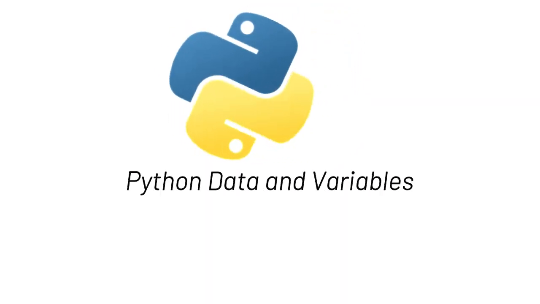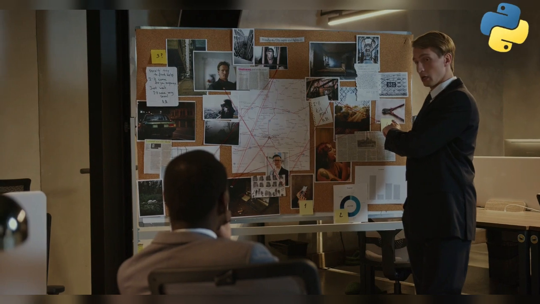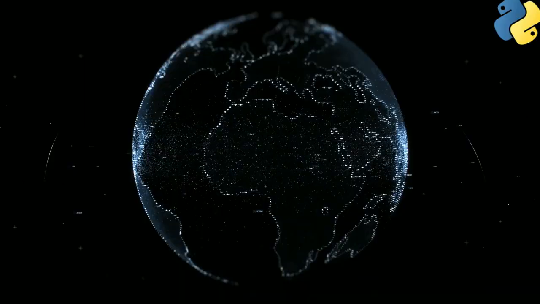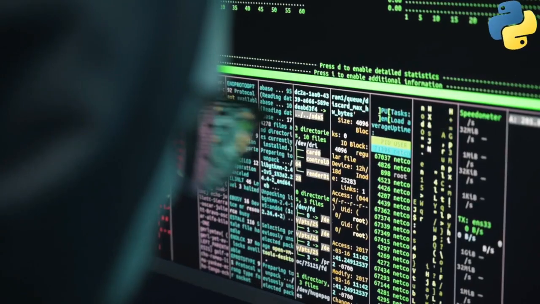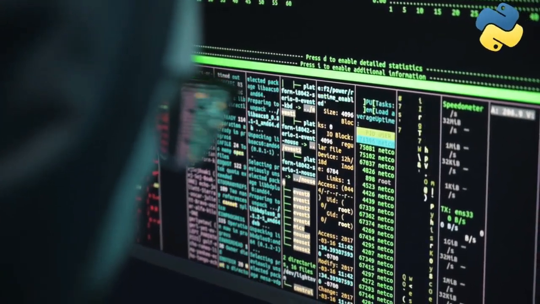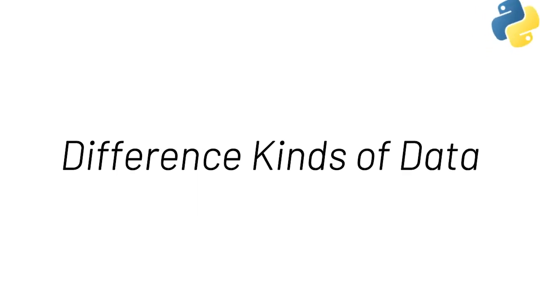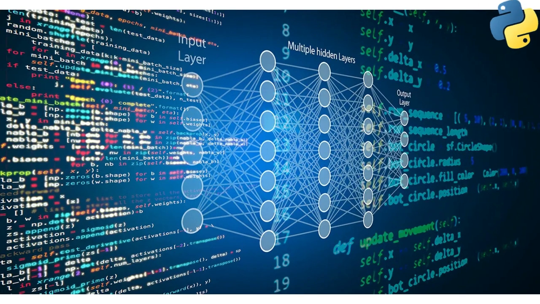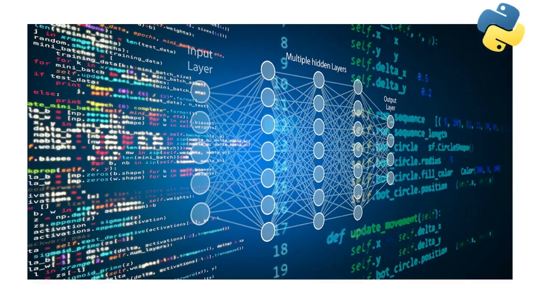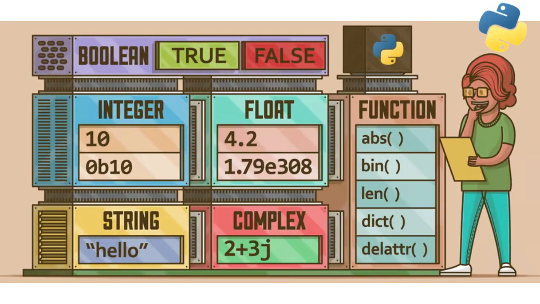Understanding data and variables in Python. In this tutorial, you'll embark on an exciting journey into the world of data types in Python and how to wield the power of variables to manipulate them in your programs. Different kinds of data. Get ready to discover the diverse range of data you can work with in Python. From numbers to strings to complex structures, Python has got you covered.